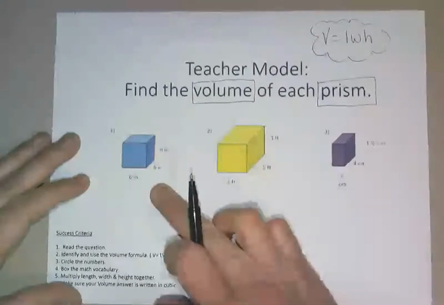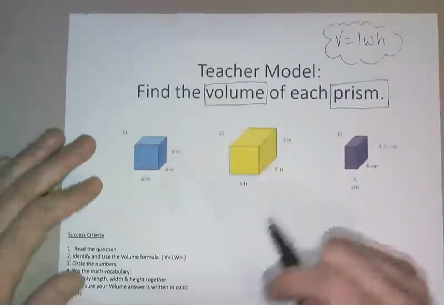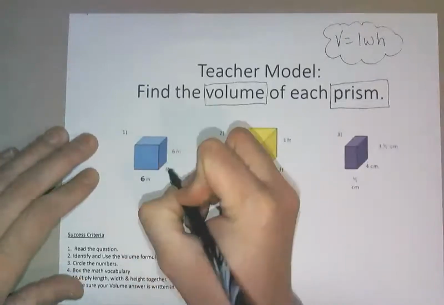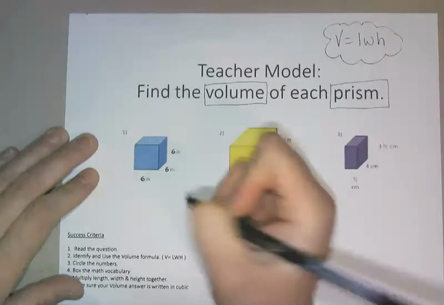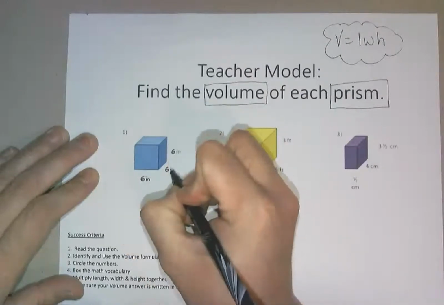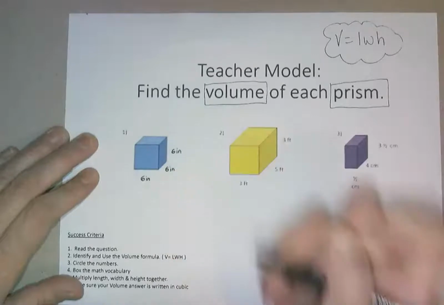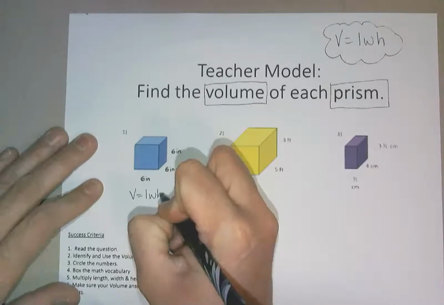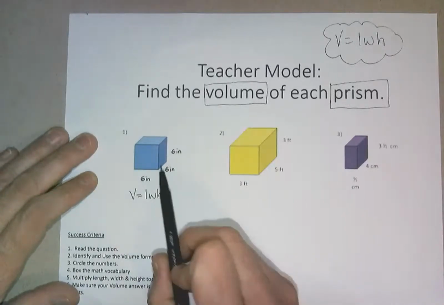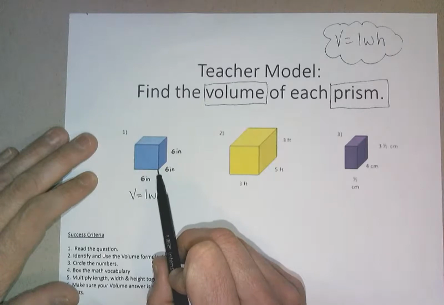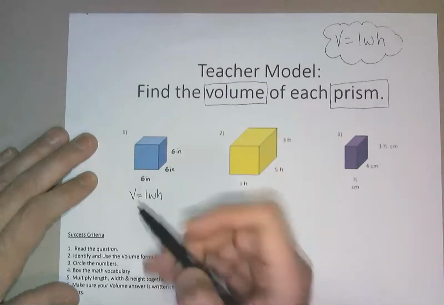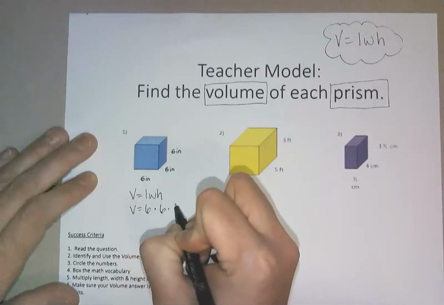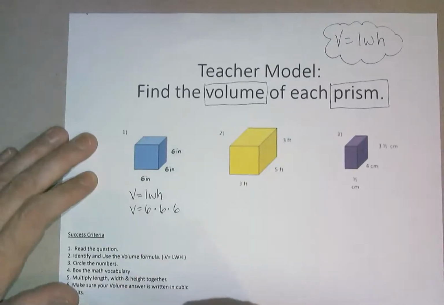So if I look at the first problem here, I notice that the number here says 6 inches, 6 inches, and 6 inches. So what I'm going to do is use my volume formula, V equals length times width times height. And I notice that this is a cube, so the same side. So all I'm going to do is input the number for the length, the width, and the height. So it's going to say 6 times 6 times 6.